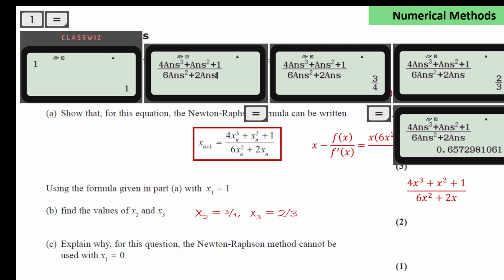In other cases, you may find that your starting point creates a sequence of values which will not converge to a root. So this can be another reason why the Newton-Raphson method will fail.